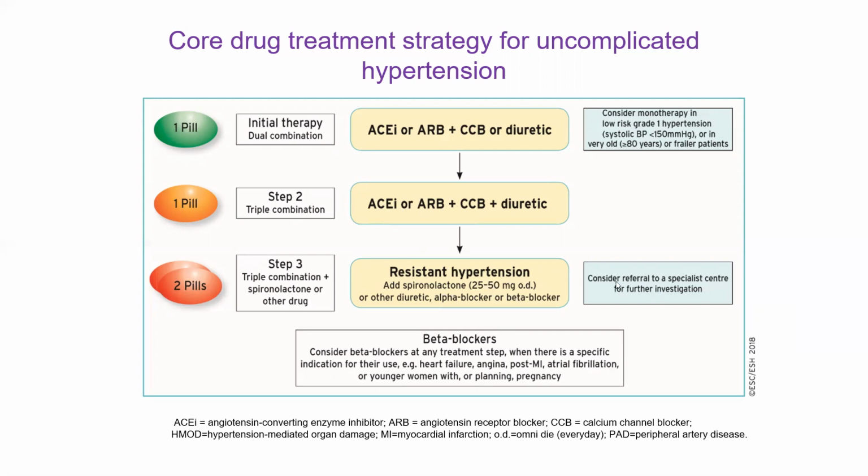What is the definition of resistant hypertension? Resistant hypertension is a condition where patient's blood pressure cannot be decreased enough in spite of using 3 antihypertensive medications, one of them being a diuretic.